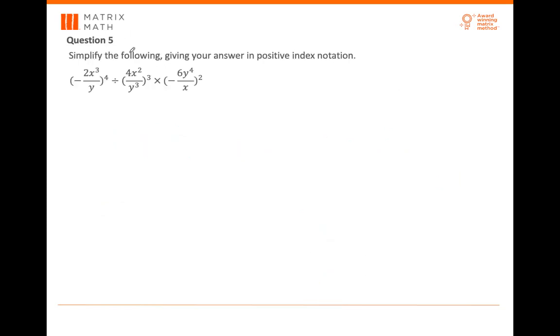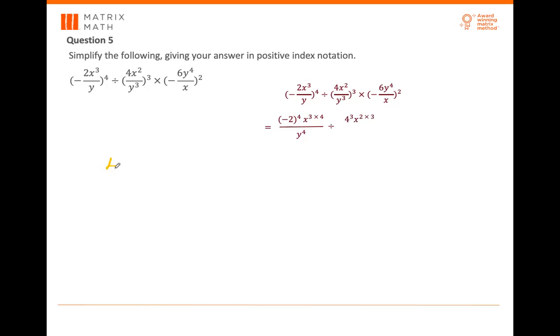Question 5. Simplify the following, giving your answers in positive index notation. So I have (minus 2 to the power of x to the power of 3 over y) whole thing to the power of 4, divided by (4x squared over y cubed) whole thing cubed, times negative 6y to the power of 4 over x squared. So first thing I did was that my minus 2 has to be to the power of 4, and then x to the power of 3 times 4, have to expand in, over y to the power of 4, divided by 4 to the power of 3, x to the power of 2 times 3.